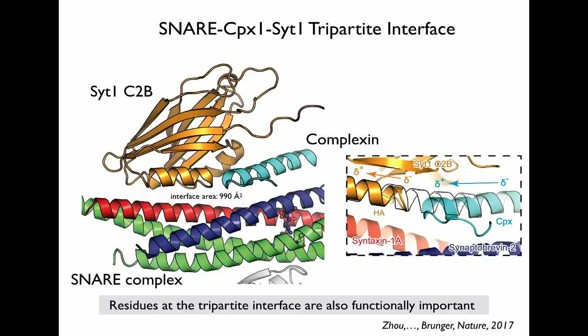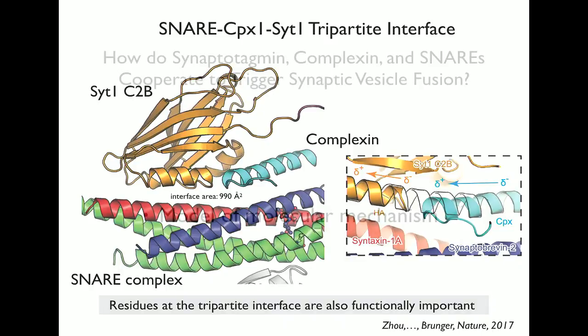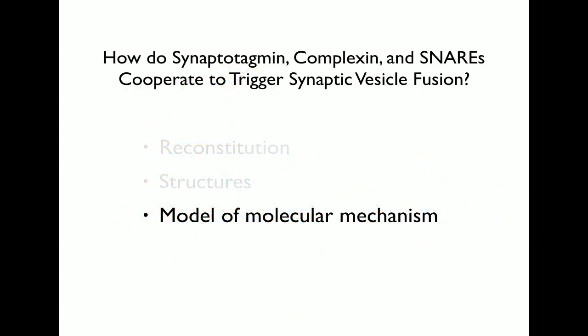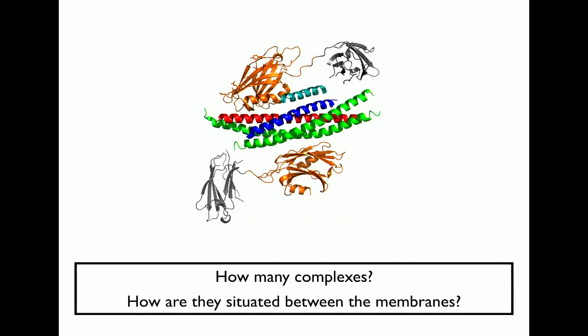So we know that this minimal set of proteins, the SNAREs, synaptotagmin, and complexin, are a calcium-dependent system, as we showed in our assay. We have a structure of the core part of this complex now, but we really would like to figure out the molecular mechanism upon calcium binding, upon calcium triggering. Before we can speculate about that, we have to figure out how this complex is located between the membranes. This structure doesn't tell us how it's sitting between the membranes, or maybe even whether the conformation changes once it's in the membrane.